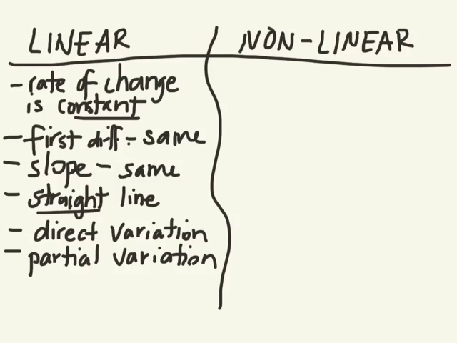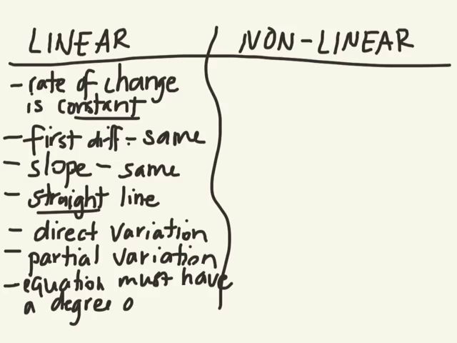A linear relation, the equation must have a degree of 1. Okay, I'll talk about what that means. Degree of 1. So the exponent must always be 1. The highest degree has to be 1. If it's not, it's nonlinear.